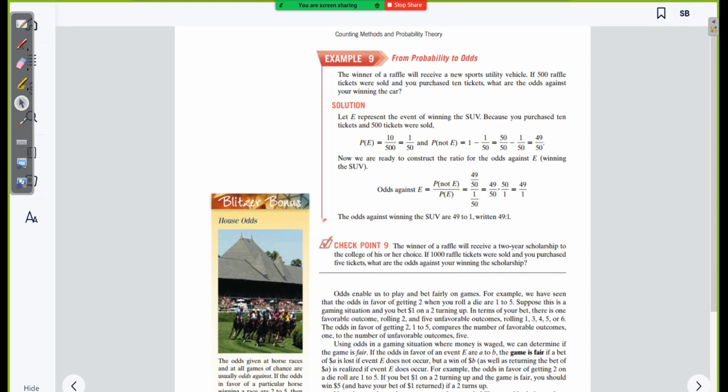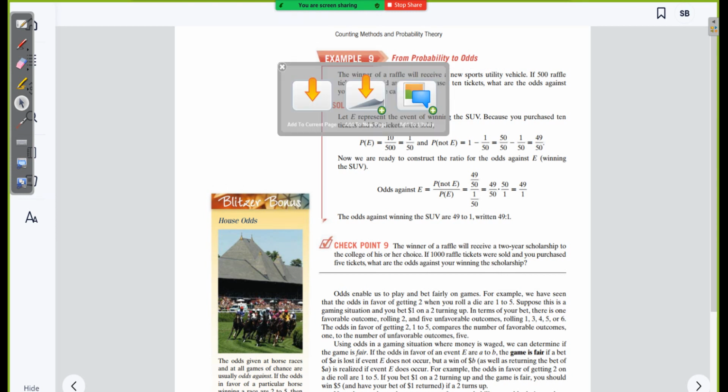Alrighty, so next up we're going to talk about winning an SUV. Alrighty, so the winner of a raffle will receive a new sports utility vehicle. If 500 raffle tickets were sold and you purchased 10 tickets, what are the odds against you winning the car?